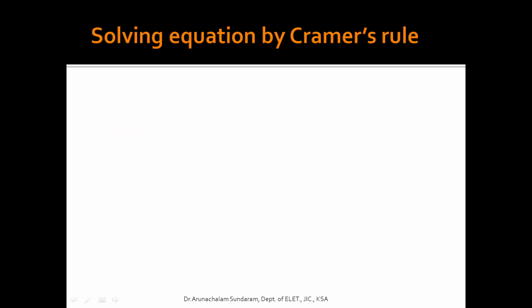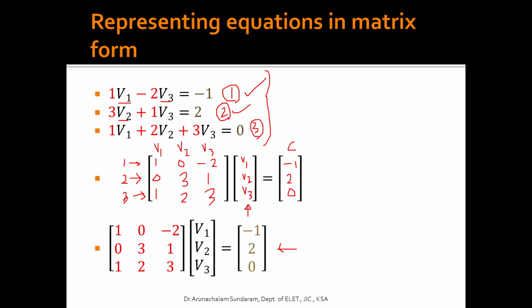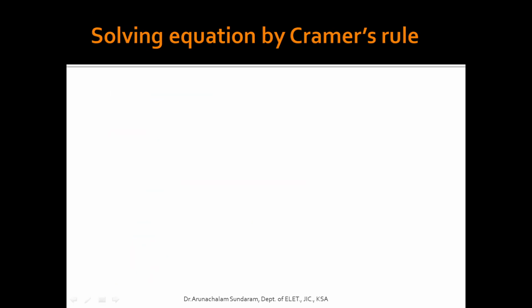Now go to the next. We have to find the determinant. What do you mean by determinant? We are going to use Cramer's rule. So this is our matrix. From this matrix we have to find the determinant. So what we have to do, we have to write column 1 and column 2 one more time.